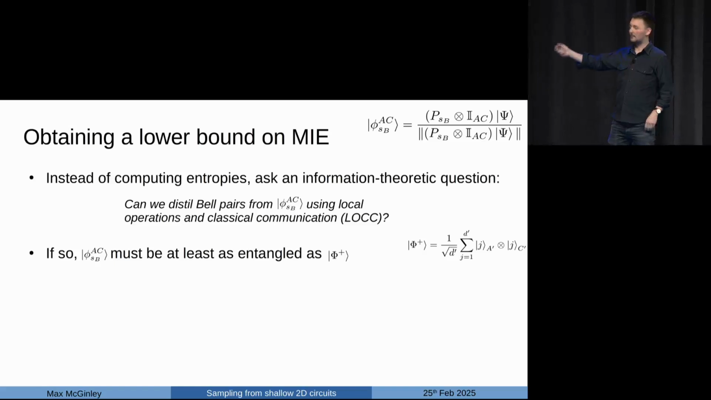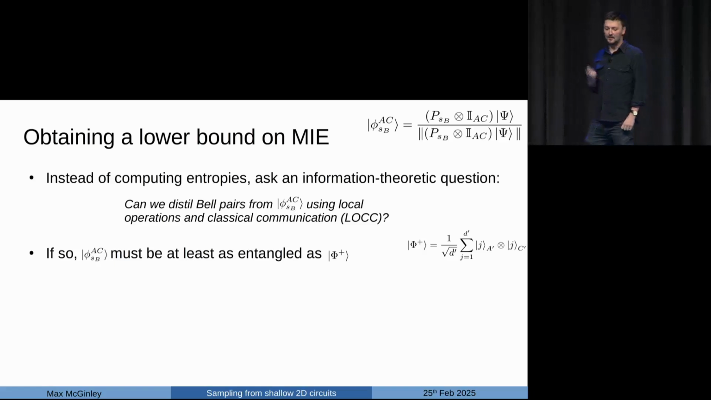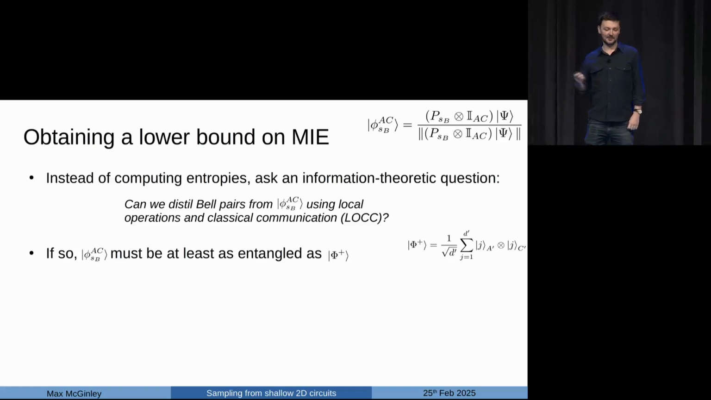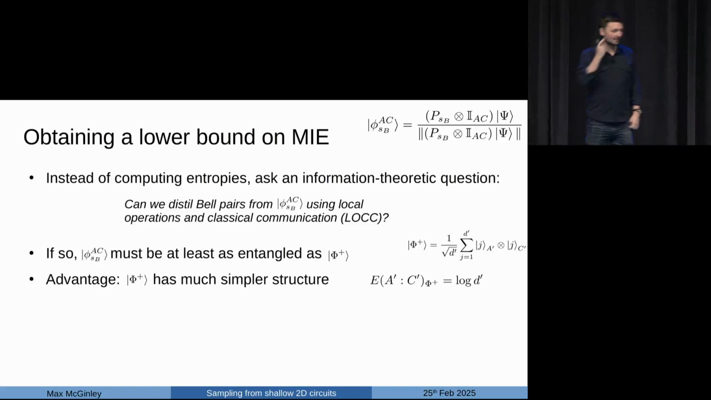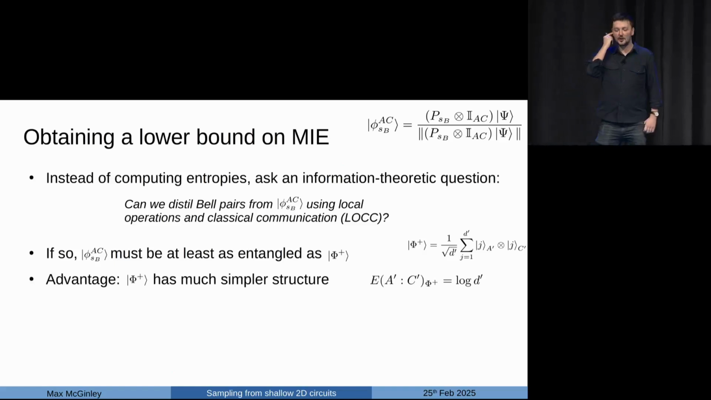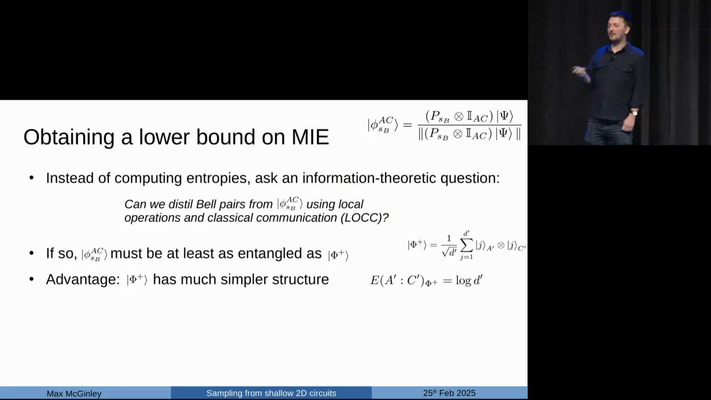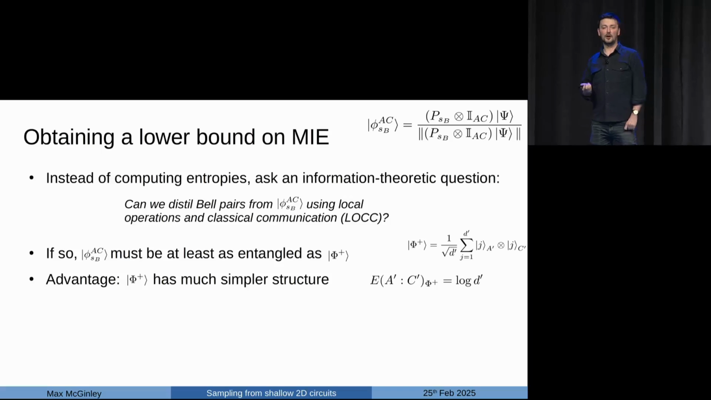And we can think about a family of maximally entangled states here where D prime controls how entangled the state is, or how much entanglement is built in there. The nice thing about this is that we know exactly how entangled this state is. The entanglement is log D. And therefore, if we can show that this is possible, we would get a lower bound on the entanglement of this post-measurement state.